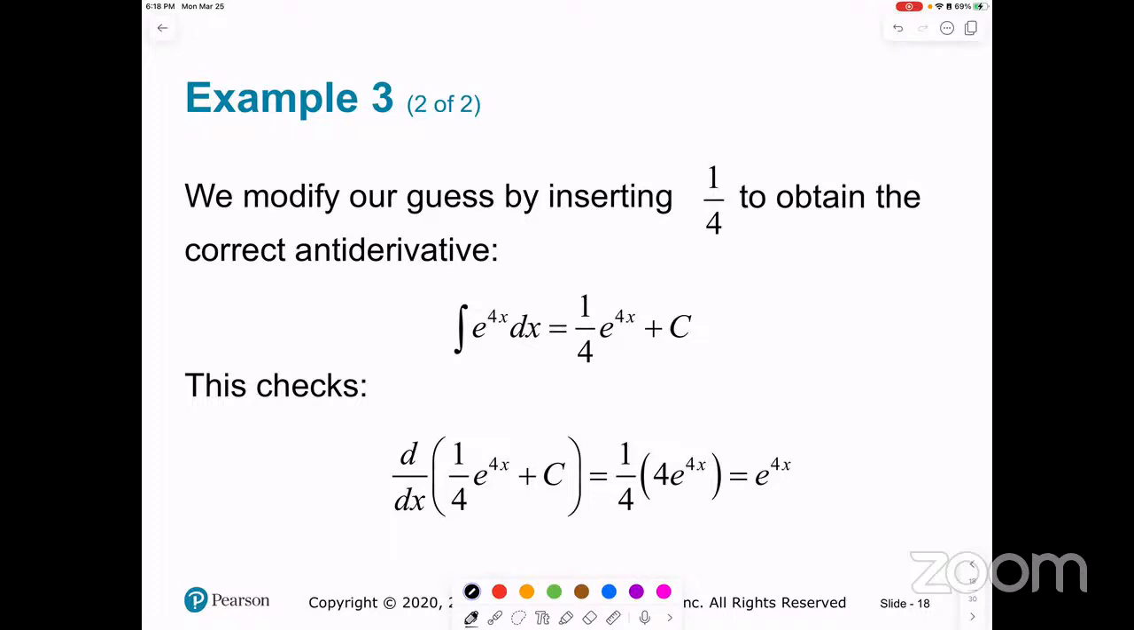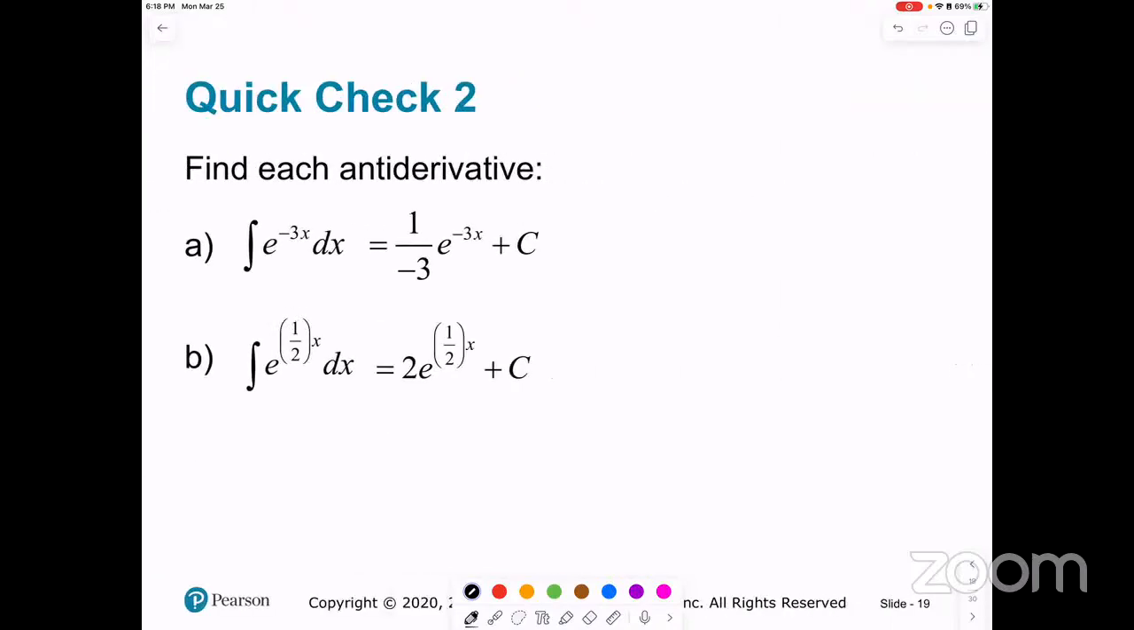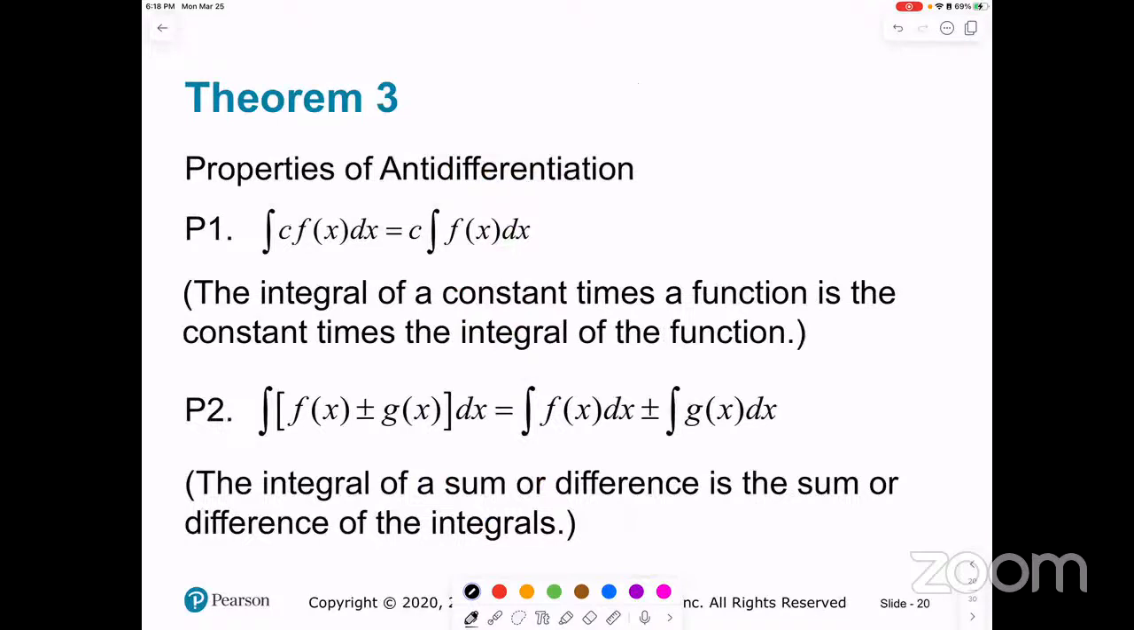So we have our e to the 4x divided by 4. So that way, when we take the derivative, we finish with the function that we were looking for, e to the 4x, right? Okay. That is an exercise. So properties of antidifferentiation.